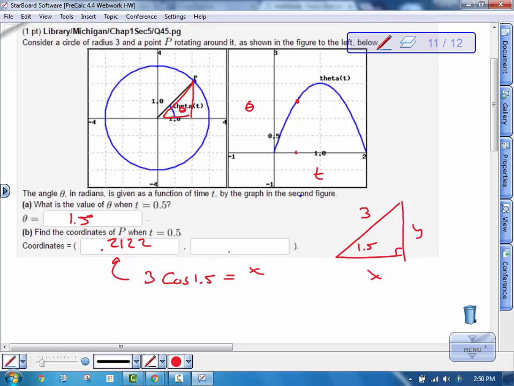0.2122. And then for the y coordinate, same thing, 3 sine of 1.5 for the y. Sine of 1.5 equals y over 3, multiply both sides by 3. For that I got 2.99 about. So there's our x and y ordered pair. Hope this helps.